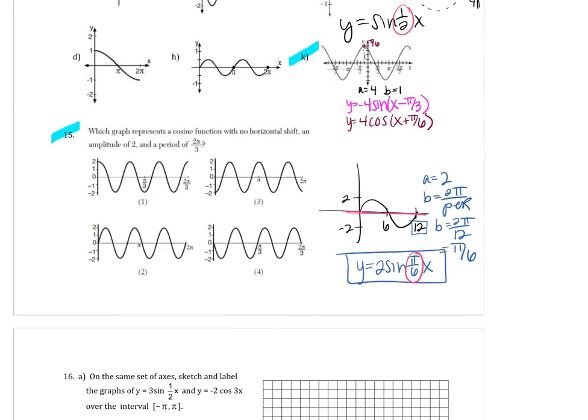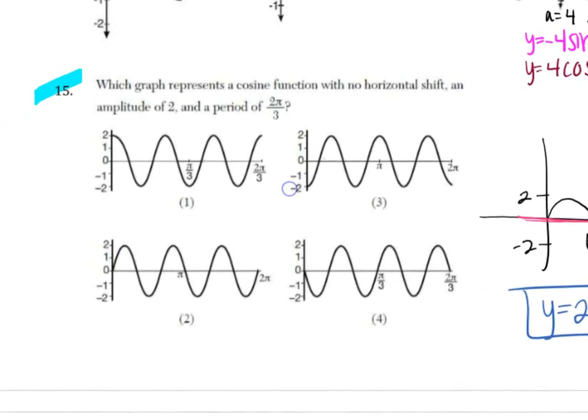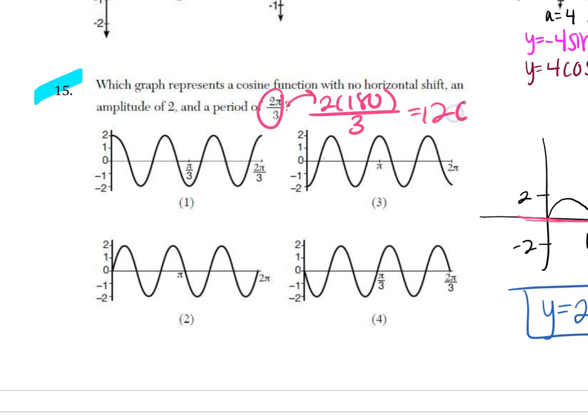Okay. So then coming over to this multiple choice in number 15, which graph represents a cosine curve with no horizontal shift, amplitude of 2, and a period of 2 pi over 3. Now, 2 pi over 3 is 120 degrees. So looking at these graphs, the first couple I'm going to get rid of are 2 and 4 because those look like sine graphs. They're starting on the midline. So now I'm between 1 and 3. Which of these looks like it takes 120 degrees to see 1 full cosine curve?